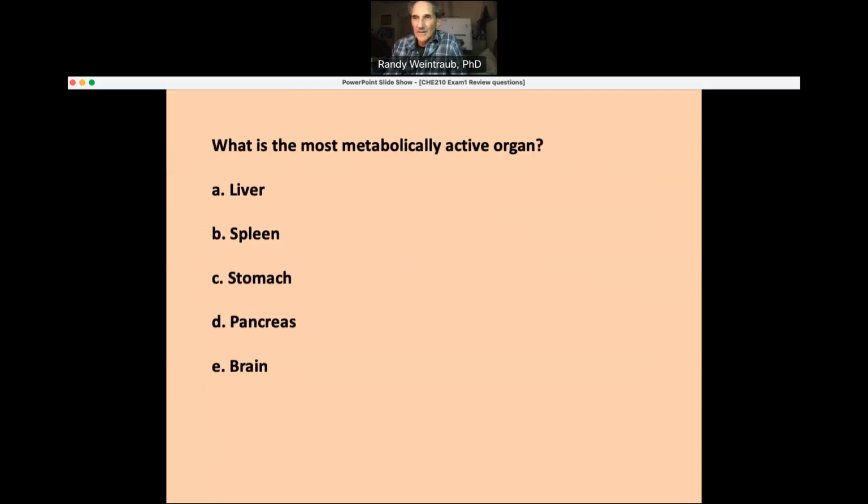Most metabolically active organ. So the liver does a lot of storage. There's a lot of processing of carbohydrate, makes glycogen to store. It then sends out minerals and other nutrients to other parts of the body.